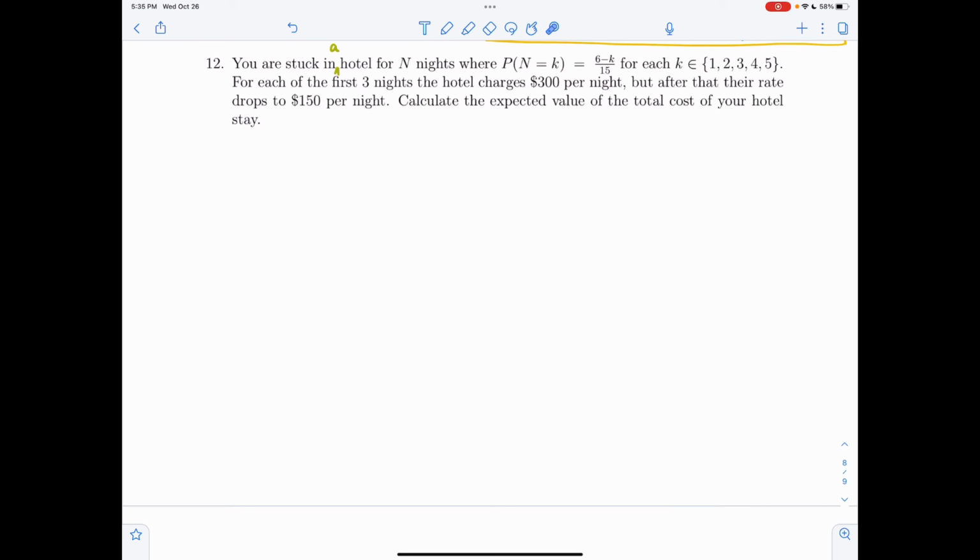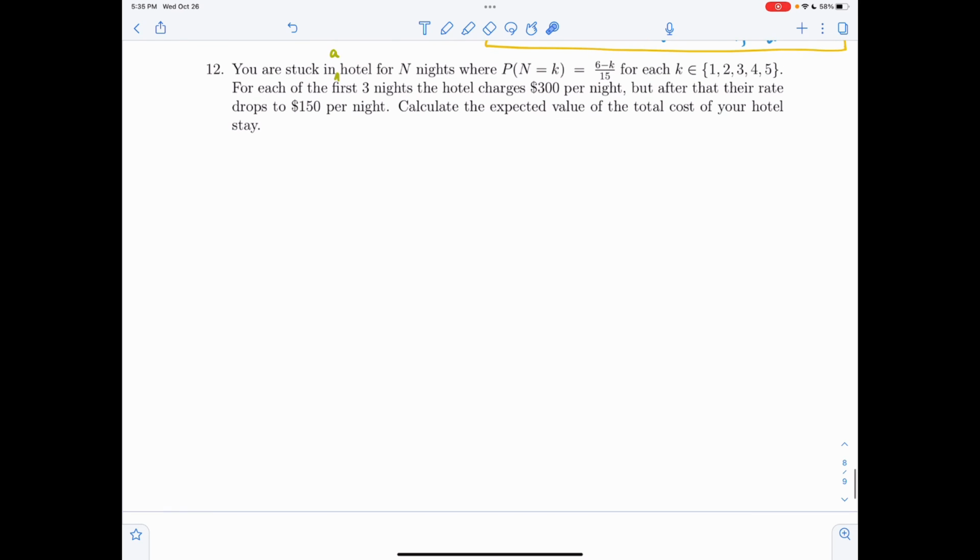And the cost, if you're stuck for 1 day, is just $300. The cost if you're stuck for 2 days is 300 each, so it's 600. The cost if you're stuck for 3 days is 300 each, so it's 900. What about if you're stuck for 4 days? The first 3 days it's 300, and then it drops to 150 per night, and the same for 5. So that's something you notice in that part that we discussed. It's got nothing to do with probability. It's just thinking about what these numbers are.